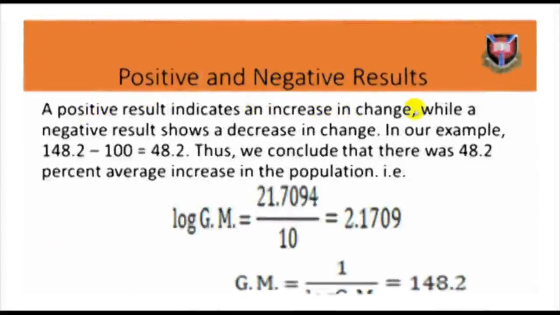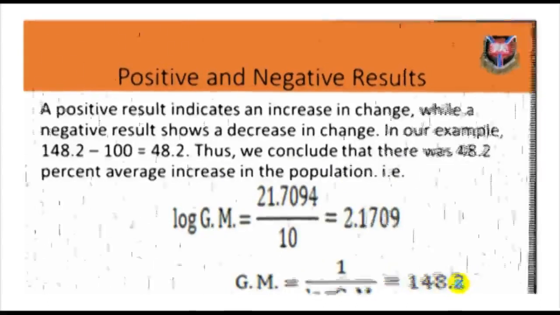In our example, 148.2 minus 100 will give us 48.2. Thus, we conclude that there was a 48.2% average increase in the population. That is, log GM equals 21.7094 divided by 10. And that will give us 2.1709. Now the GM is equal to the antilog of log GM, which is equal to 148.2.